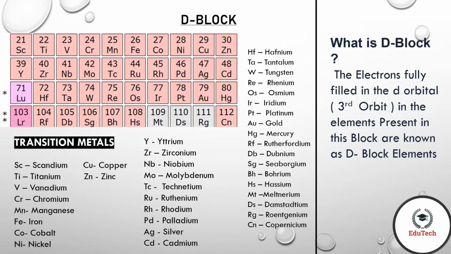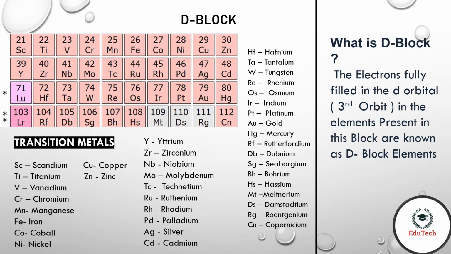D block. What is D block? The electrons fully filled in the d orbital, that is the third orbit, in the elements present in this block are known as d block elements. The d block elements are also called transition metals. They are from atomic number 21 to atomic number 112, that is from scandium to copernicium.